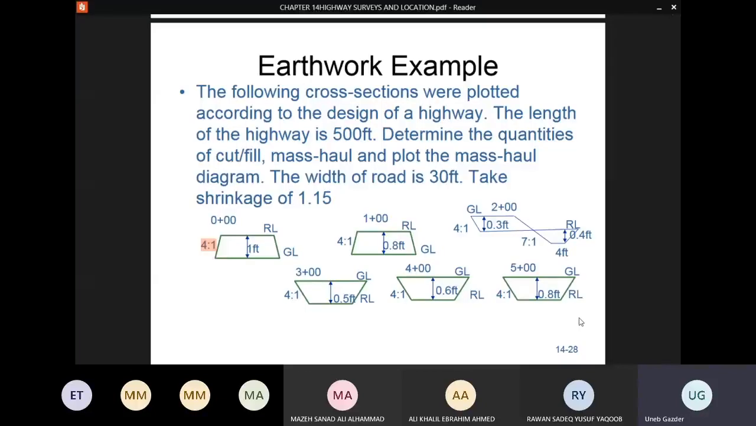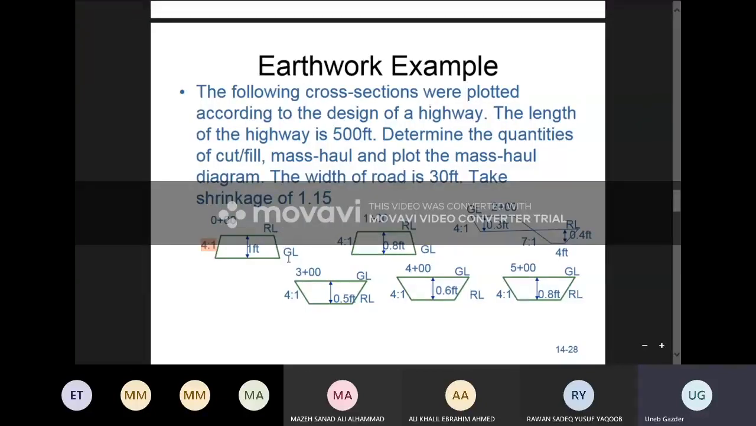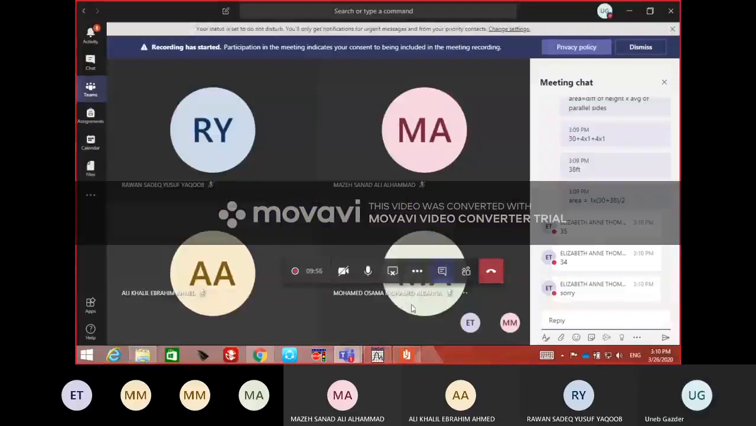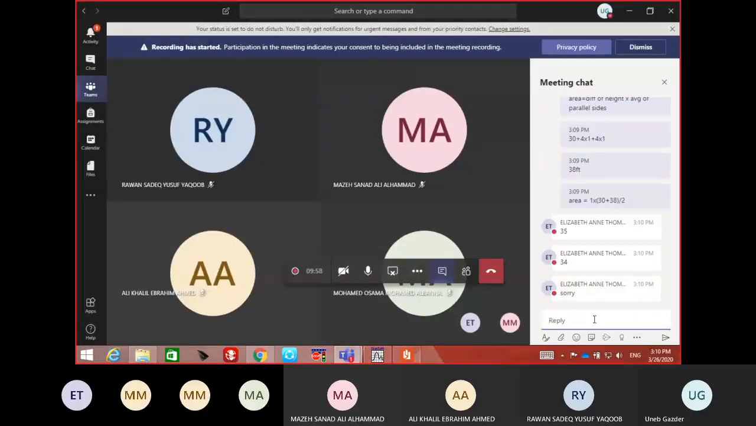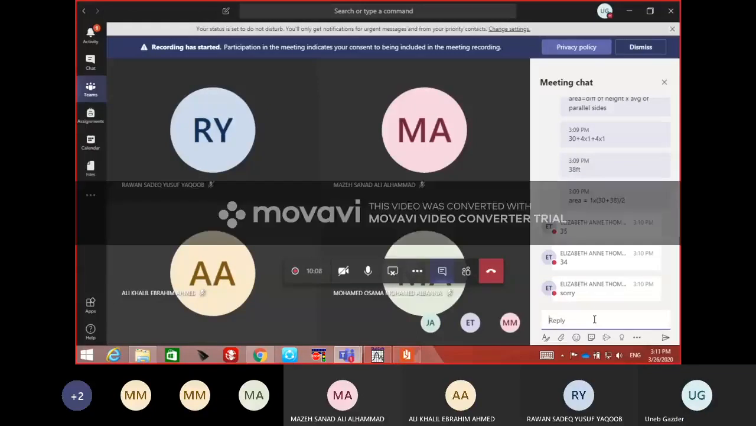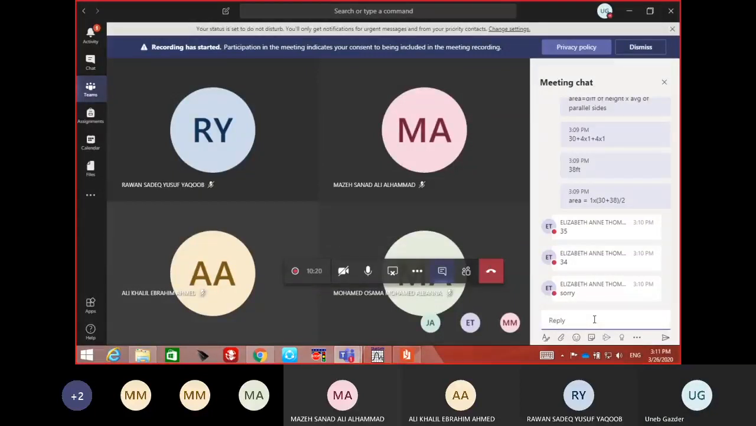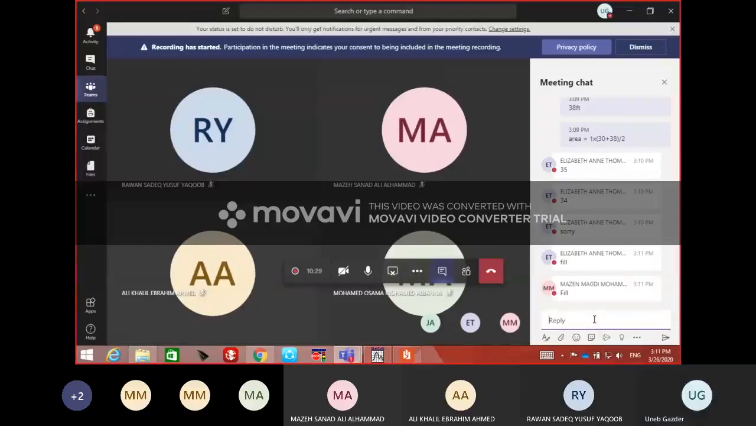Now, which type of area is it? You see the road level is high, the ground level is low. Road is up, ground is low. So is this a fill area or a cut area? When the road level is up and the ground level is low, do we call it a fill area or a cut area? Yes, fill. Thank you. So it's a fill area.